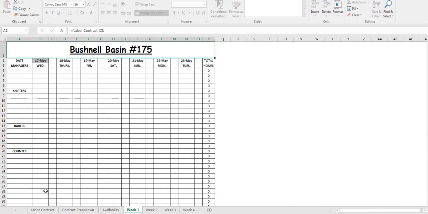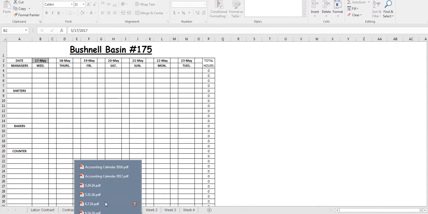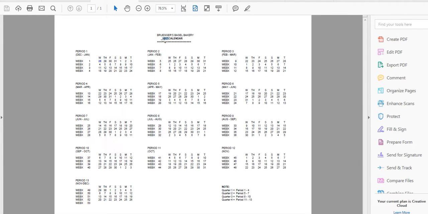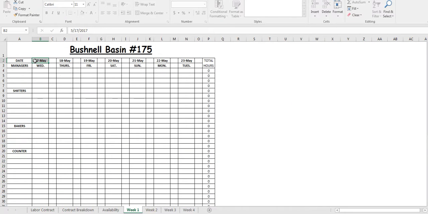And then week 1, you'll see you just have to put in the first date of the period, which again, going back into your 2017 calendar, that's where this comes into play. You know that the first day of the period is May 17th. So you type in May 17th, and the cool thing is, again, the schedule program does all the work for you. That's the only date you have to write in. Everything else is in there for you.